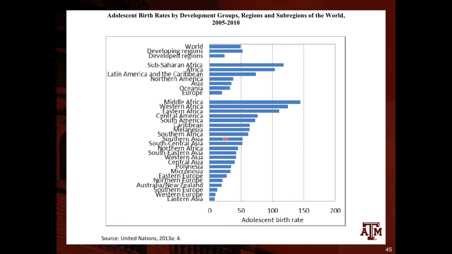And here we see this graph where we see this variation of the adolescent birth rates in the world, in developing countries, in developed countries, and also across different areas in the world. And you see that in African countries, you have higher adolescent birth rates than in other areas in the world. In Latin America and the Caribbean, we are in between the other areas in the world, and Oceania and Europe have the lowest adolescent birth rates.